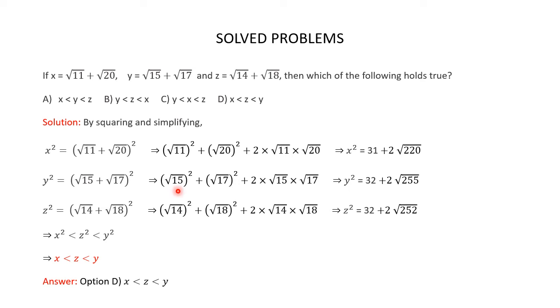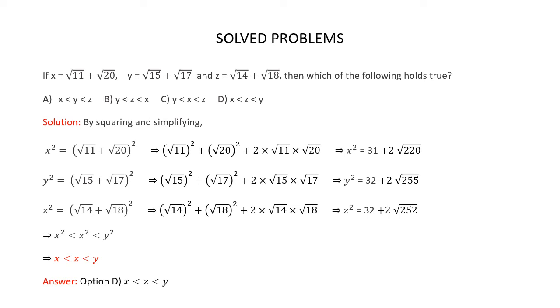This can be expanded as root 15 the whole squared plus root 17 the whole squared plus 2 multiplied by root 15 multiplied by root 17. So you get y squared is equal to 32 plus 2 root 255. Similarly, z squared is equal to root 14 plus root 18 the whole squared, which can be expanded as root 14 the whole squared plus root 18 the whole squared plus 2 multiplied by root 14 multiplied by root 18, which is nothing but z squared is equal to 32 plus 2 root 252.